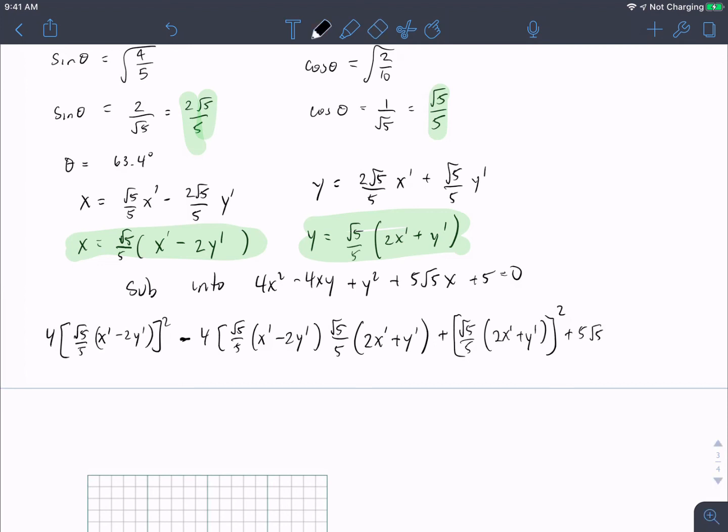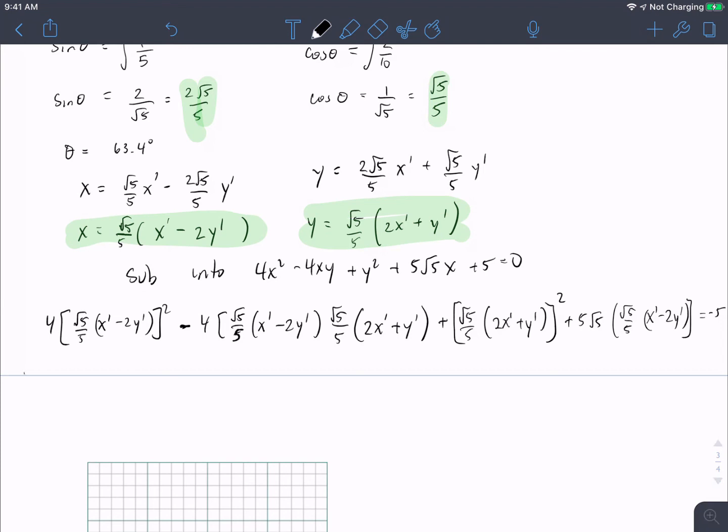5 radical 5, and then x, right? Yes, x. So that's going to be times radical 5 over 5 (x' − 2y'). And then let's move the constant over, so it's going to become a negative 5. And we can see that each and every one of them has 5 in it. So let's go ahead and see if we can cancel some things out by multiplying everything by 5, and I'll also expand it.